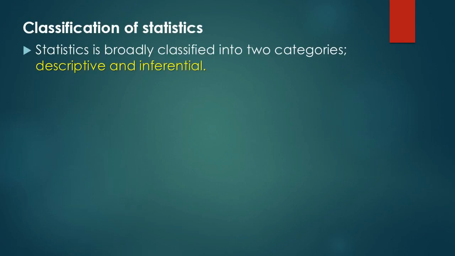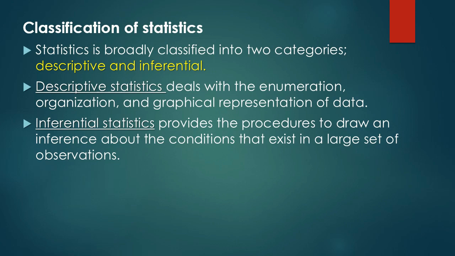Next we will see the classification of statistics. Statistics is broadly classified into two categories, that is descriptive and inferential. Descriptive statistics deals with the enumeration, organization, and graphical representation of data, whereas inferential statistics provides the procedure to draw an inference about the conditions that exist in a large set of observations. In the following sessions, we will be discussing descriptive and inferential statistics in detail.